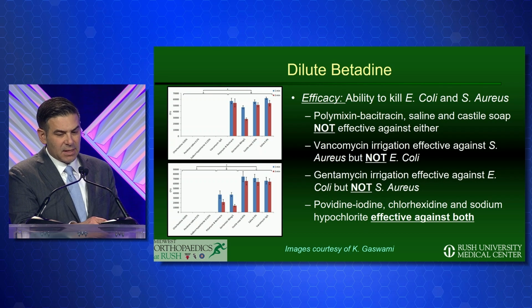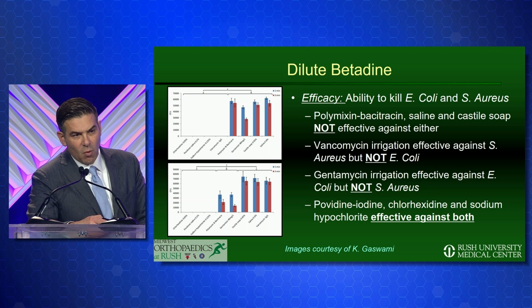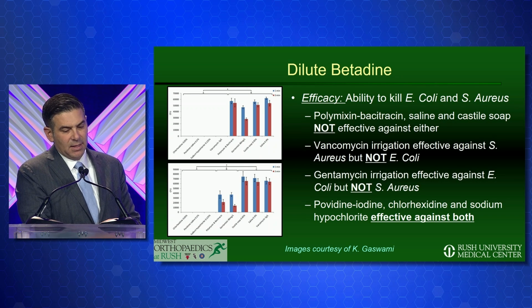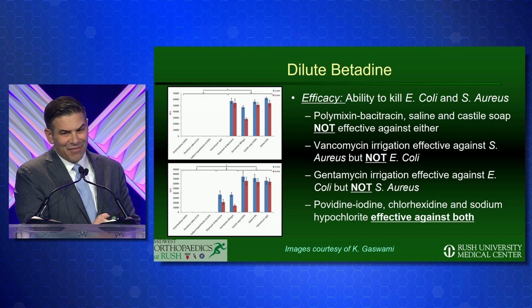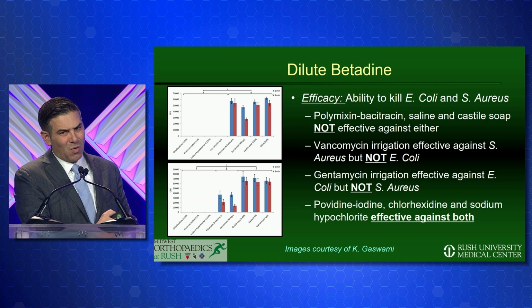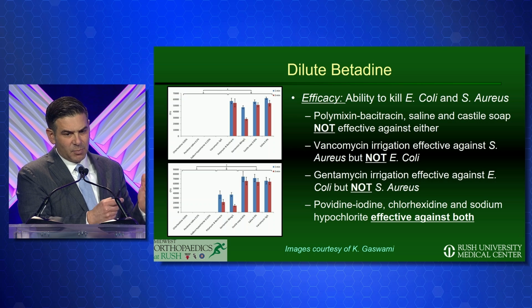And some of the efficacy stuff is pretty interesting, particularly for what folks use in practice. Polymyxin, saline, and Castile soap were not effective at killing E. coli or Staph aureus. So I think that suggests to me that any of those preparations should not be used. And bacitracin solutions are actually still used relatively commonly. They can also cause allergy, and they're also quite expensive. So I would look at this paper if that's something that you utilize.